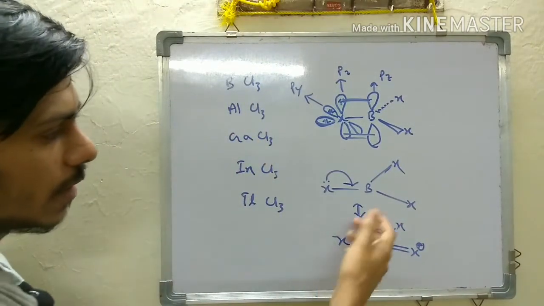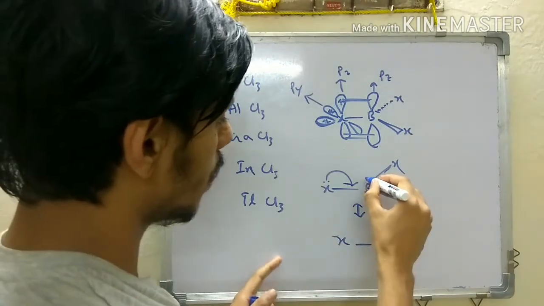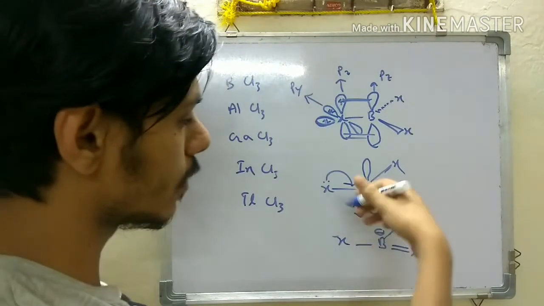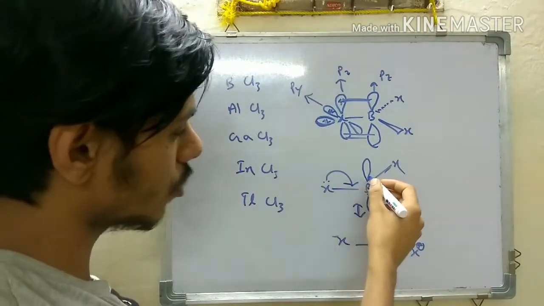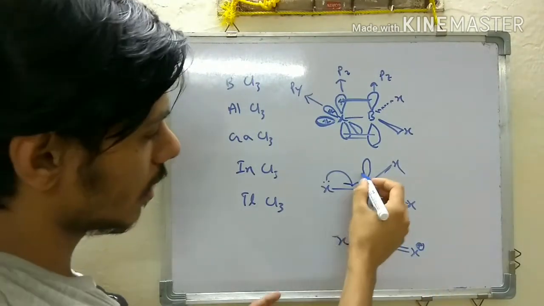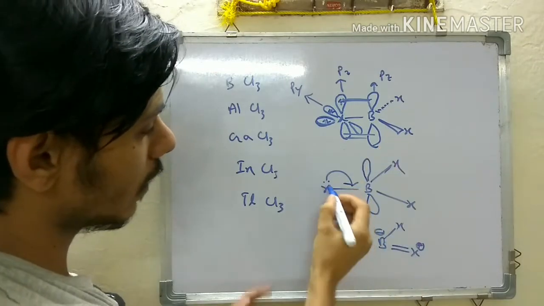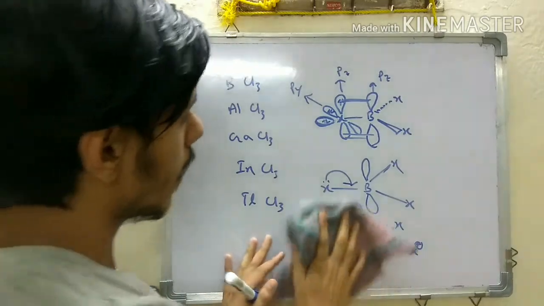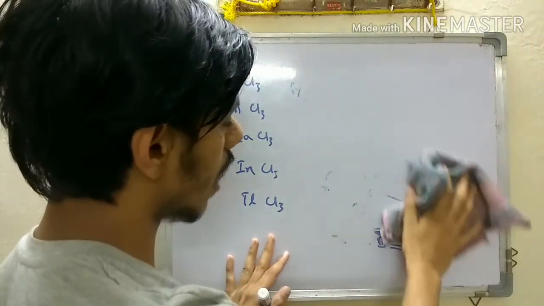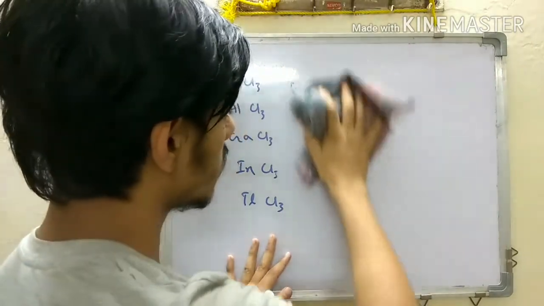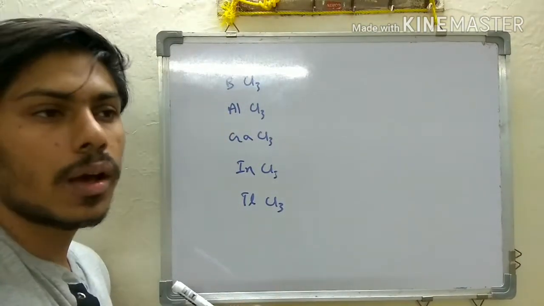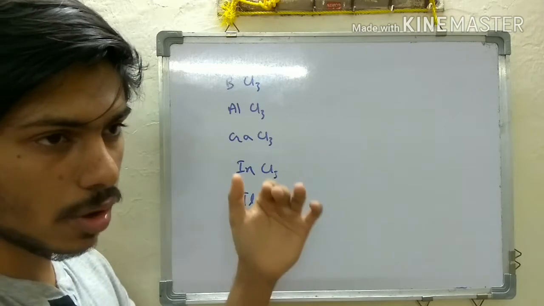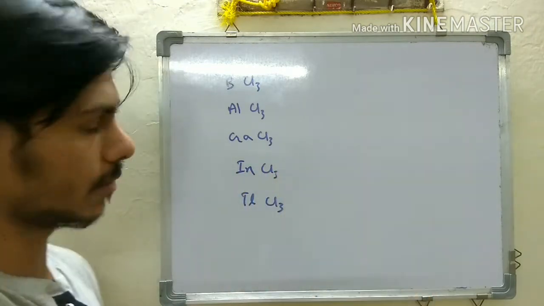Now you can see, if this occurs, then the p orbital which was vacant and was used for its Lewis acidity is actually not available, because it is already occupied by the electrons from these halogens. So this is how this extra pi bonding reduces the Lewis acid character of your group 13 elements.